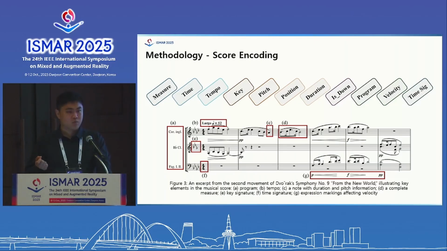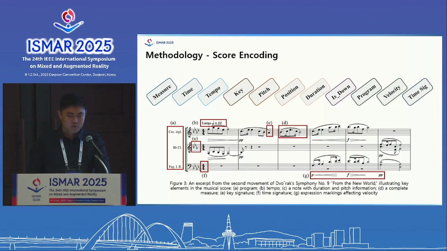So first, we summarize the information that may contribute to the conductor's gesture, as included here. I don't know if you can see it clearly. A is the program, also called the instrument, and B is the tempo. C is a whole note, which includes the position in the bar, duration, and pitch. D is a whole bar, also called a measure. E is the key signature. F is the time signature. And G is the emotion markings, expression markings.